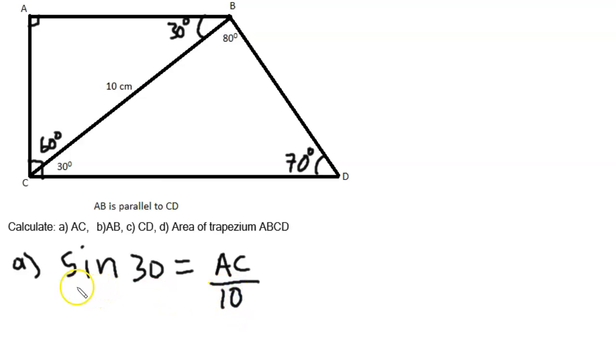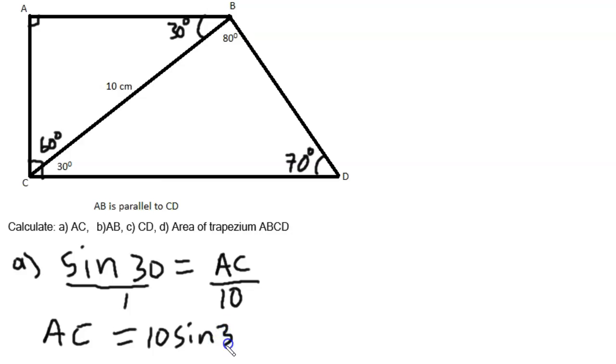Therefore we can transpose. So AC is equal to 10 sine 30, and what's 10 sine 30? That's 5, right? So AC is 5 centimeters. So the length of this side here, AC, is 5 centimeters. Let's look at part B.